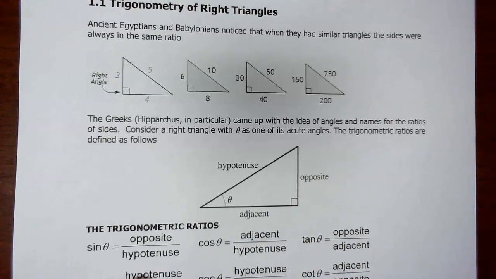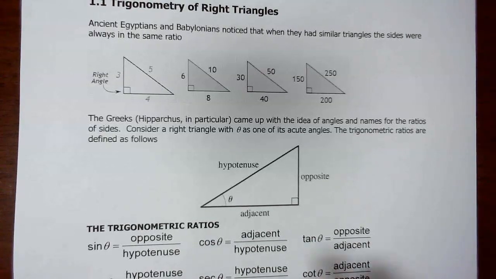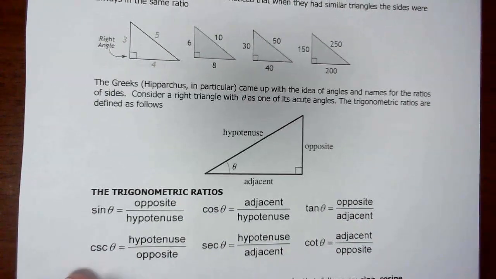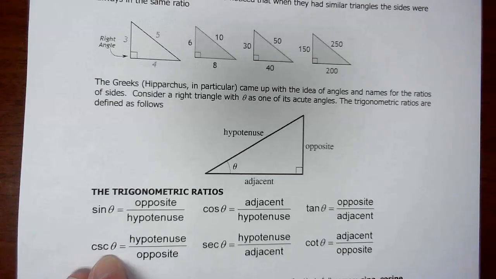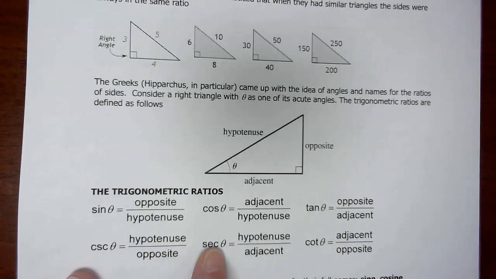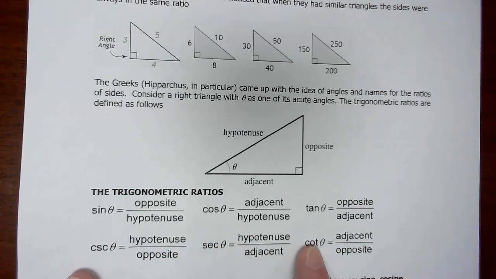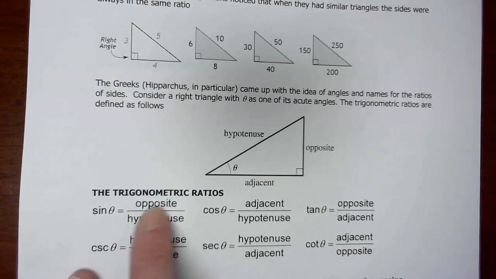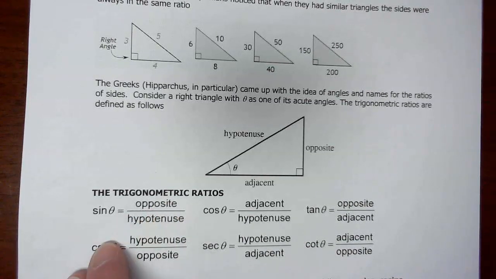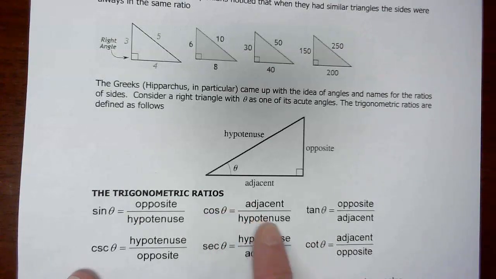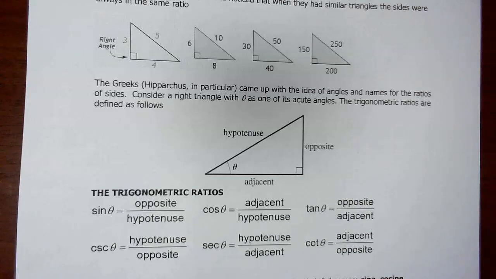Now we also have reciprocals of each of these. Those are cosecant, secant, and cotangent. Notice that sine is opposite over hypotenuse. Cosecant is the reciprocal of sine. It's just the same thing flipped. Secant is the reciprocal of cosine. And cotangent is the reciprocal of tangent.